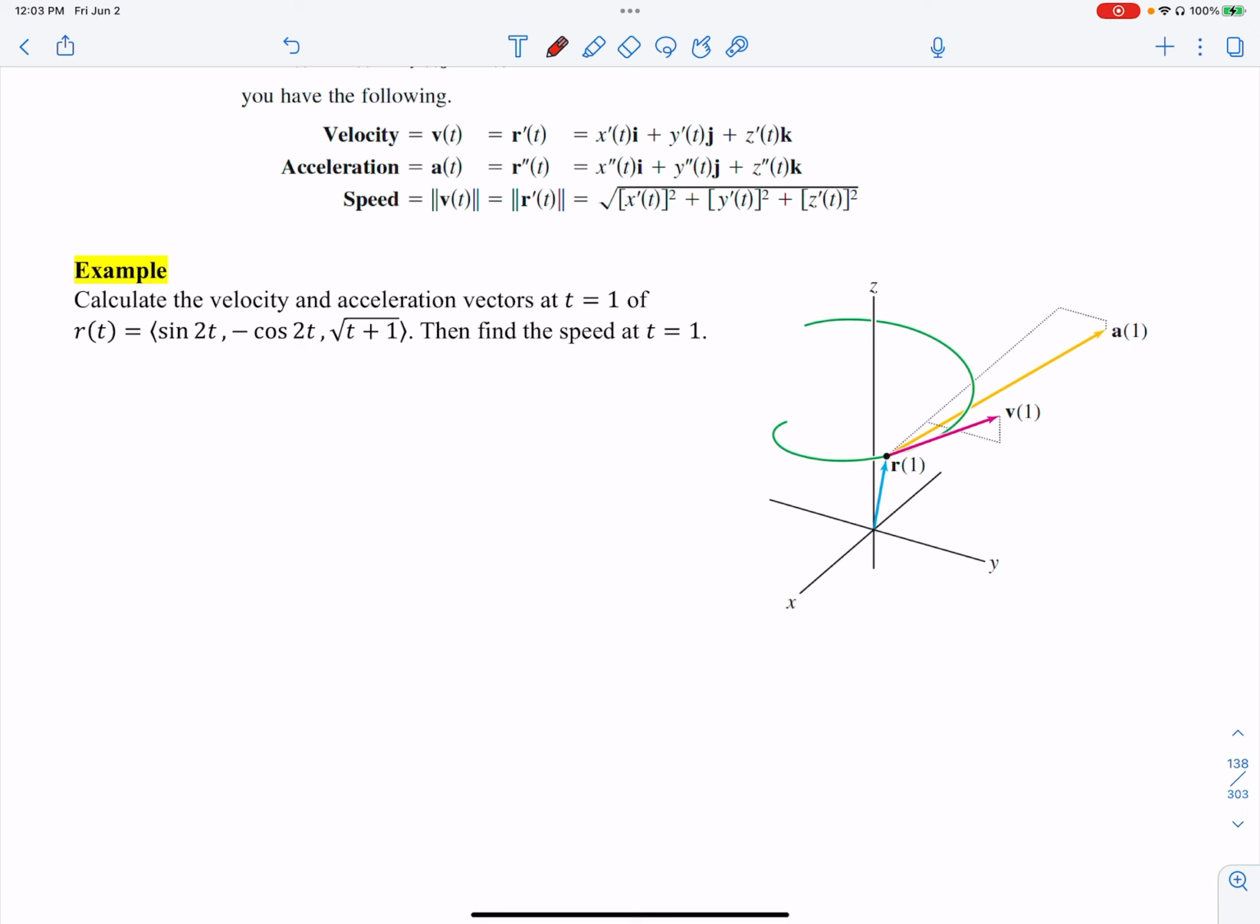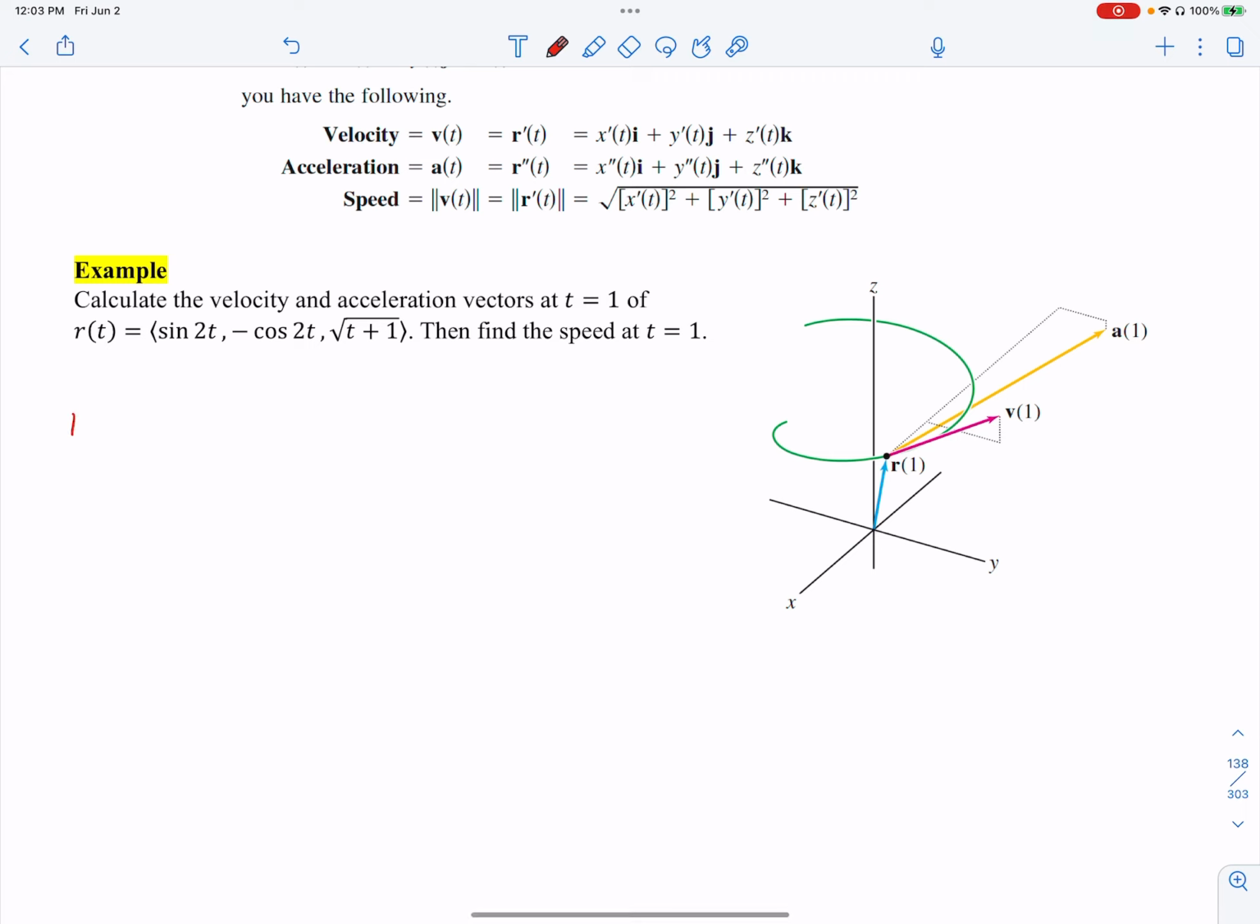Okay, so here's my function. I want to give you an idea of what each thing looks like. v is the direction of which way the curve is going. If I put it here, it should look something like that, the direction that the curve is moving. The acceleration vector explains how much it is accelerating. So calculate the velocity and acceleration vectors.